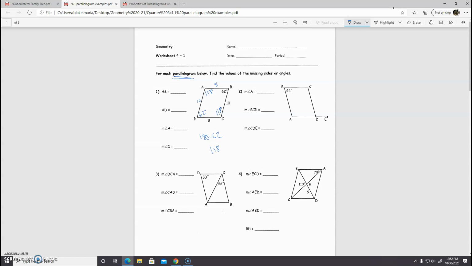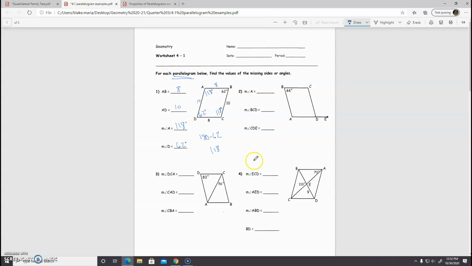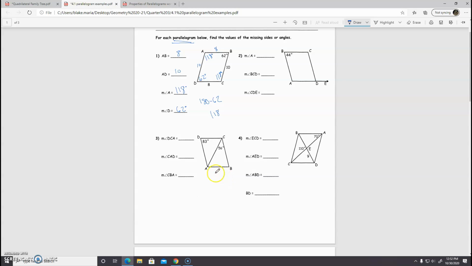And you can fill this part out. AB is 8, AD is 10, angle A is 118, angle D is 62. We already filled it all out. 62 degrees, 118 degrees, sorry. Let's skip around a little bit. How about we try number 3?